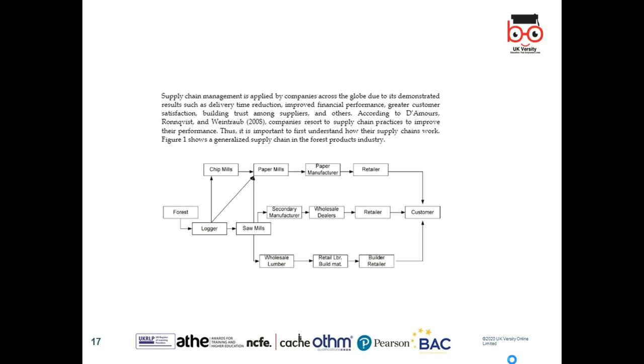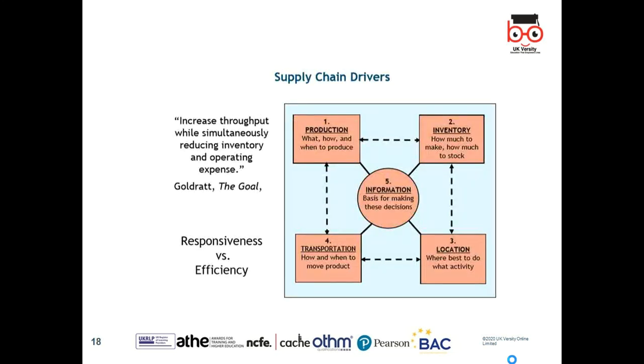This is an example of chip mills and paper mills, the paper manufacturers and the retailers. How they see it and how we can do the logistics and procurement with them. Supply chain management. Next we can look at the supply chain drivers which drive the supply chain: production, transportation, inventory, and location. All these impact the behavior of the customer as well.